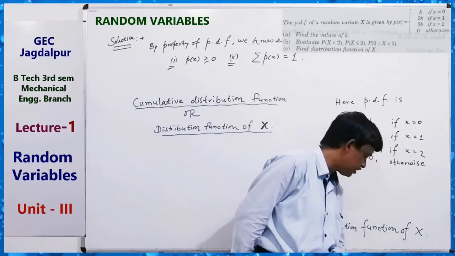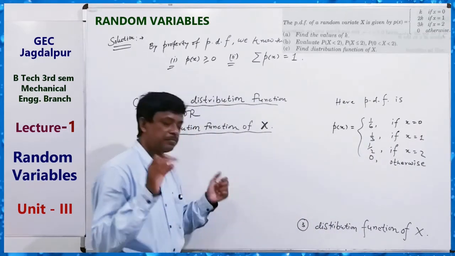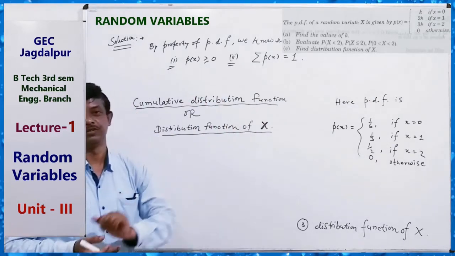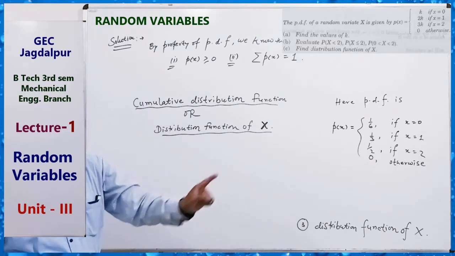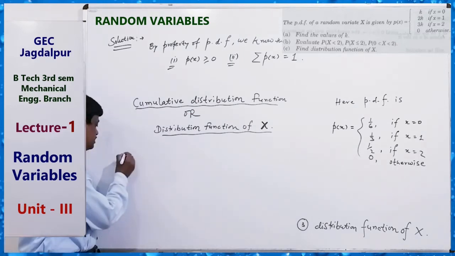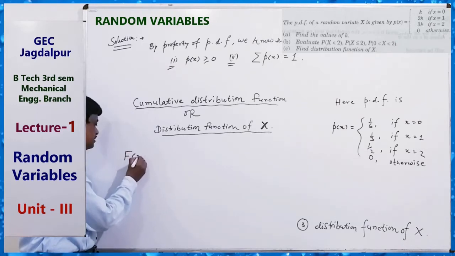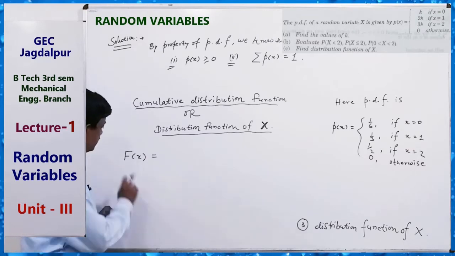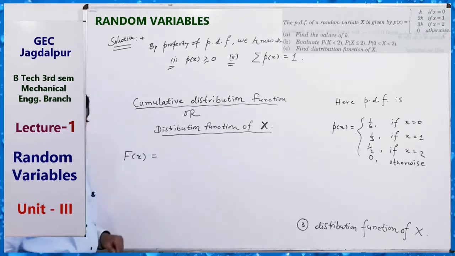Cumulative distribution function, or only distribution function, you can say. The distribution function of the random variable is denoted by F(x). For the random variable, small x means the value of random variable x.